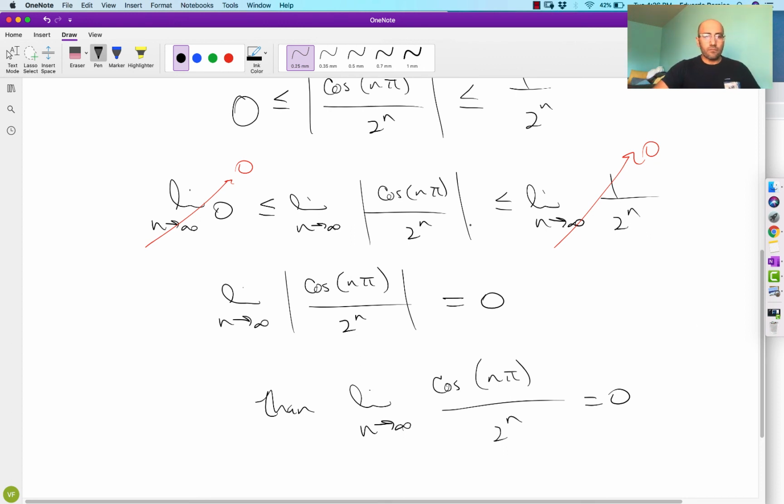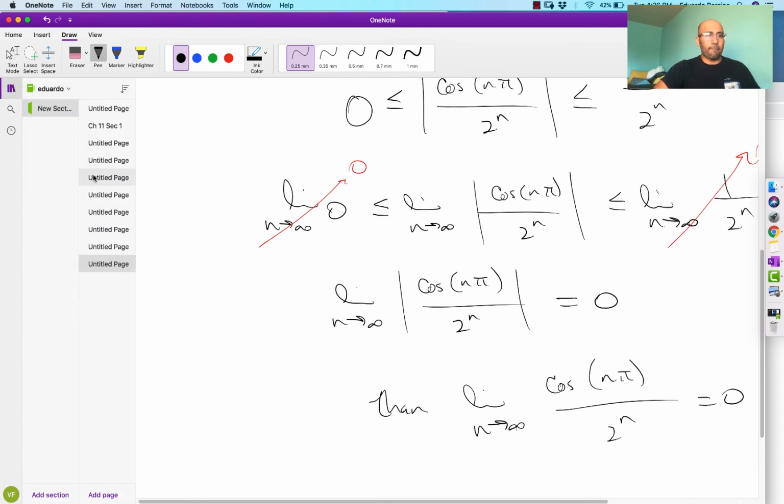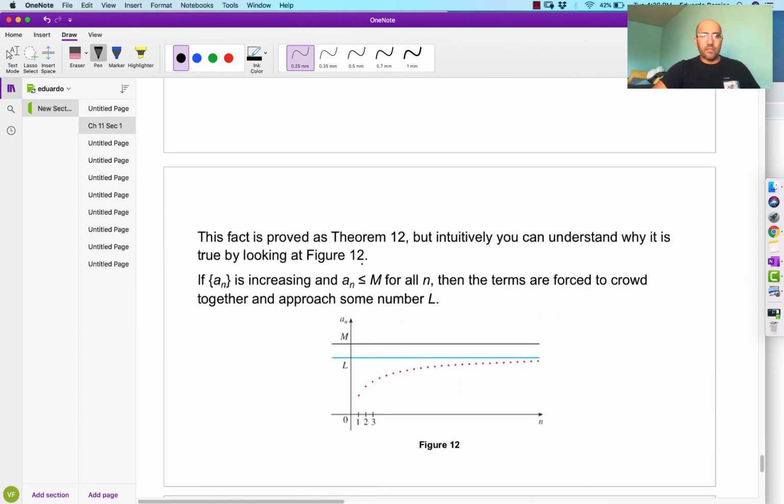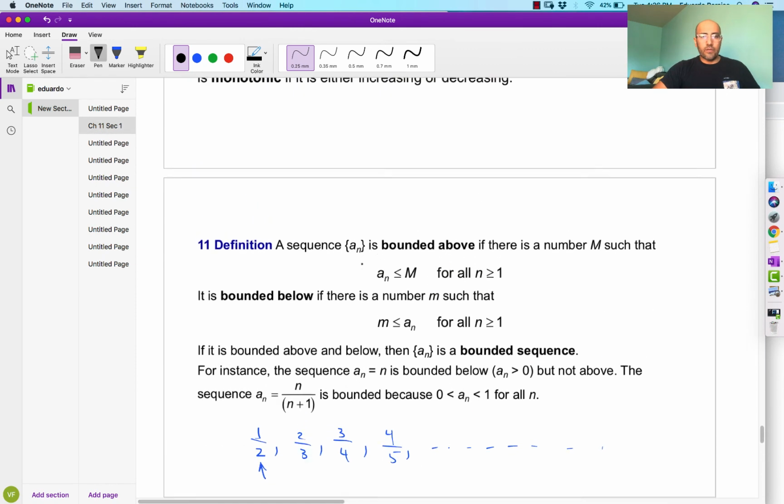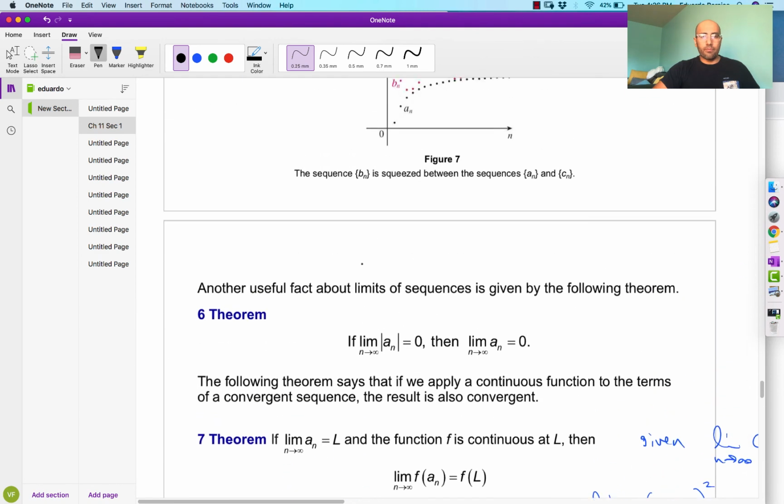Let me show where that was. That's what this theorem was about. Where'd it go? Right here. So if we're trying to show that the limit as n goes to infinity of a sub n equals 0, then if we can show that its absolute value, the sequence in absolute values, goes to 0, then we can conclude that the original sequence without the absolute values must also equal 0. This is exactly what we used to figure out this one.